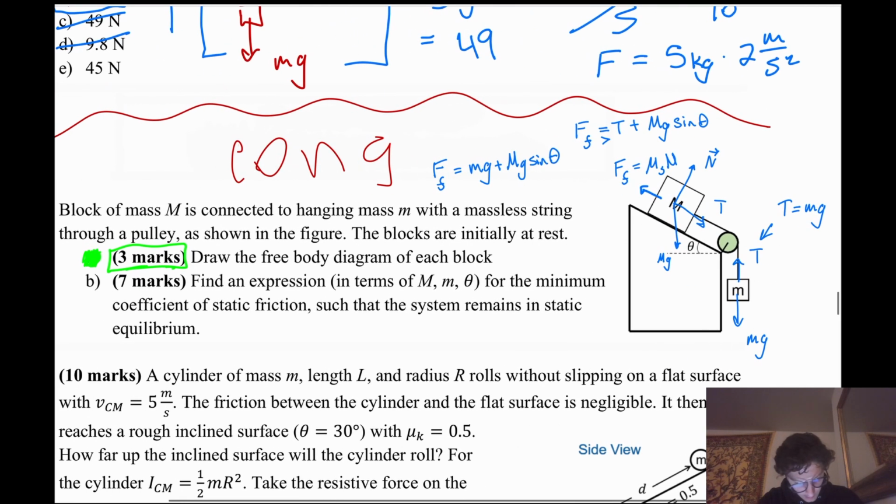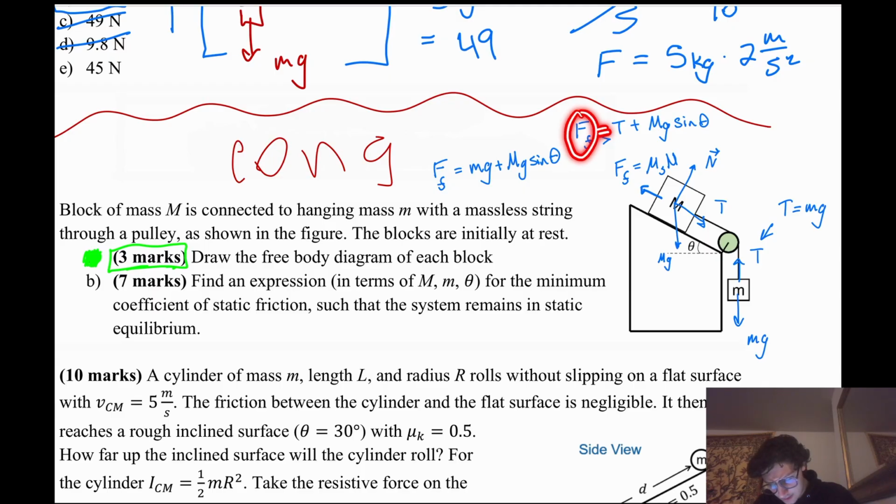And what they're asking us is to find an expression for the minimum coefficient of static friction such that the system stays in equilibrium. Okay, so check this out. If the force of friction is exactly equal to this stuff over here, then the thing is just very slightly in equilibrium. And if this force of friction is greater, then the thing is going to stay there, right? It's stuck.